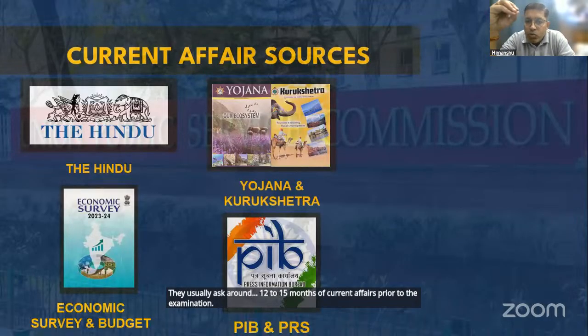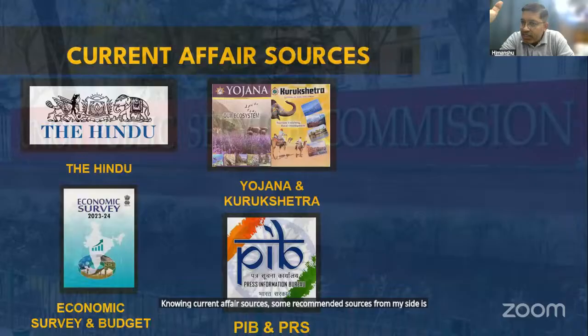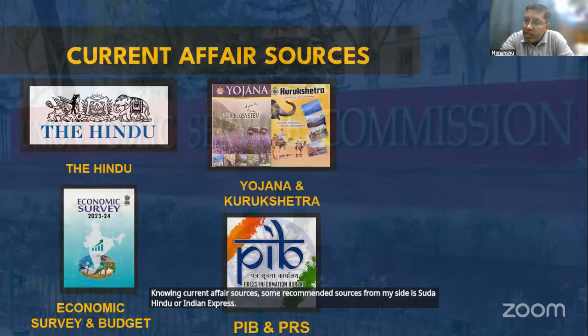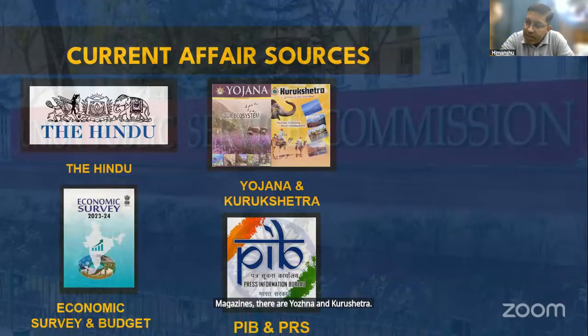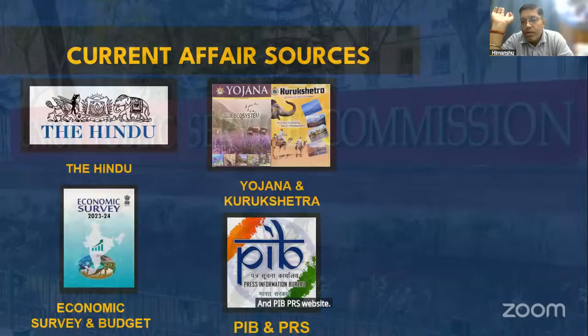Now, some recommended current affairs sources from my side are The Hindu or Indian Express, magazines like Yojana and Kurukshetra, the Economic Survey and Budget of the particular year in which you are giving the examination, and the PIB and PRS websites. Okay, that's good enough.